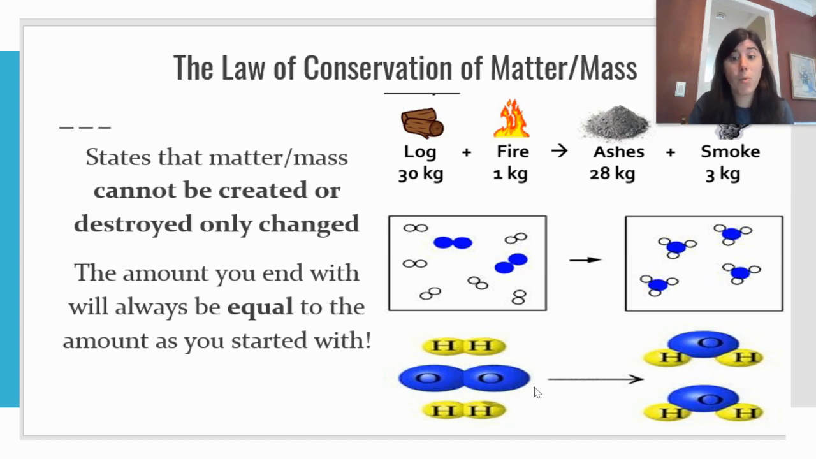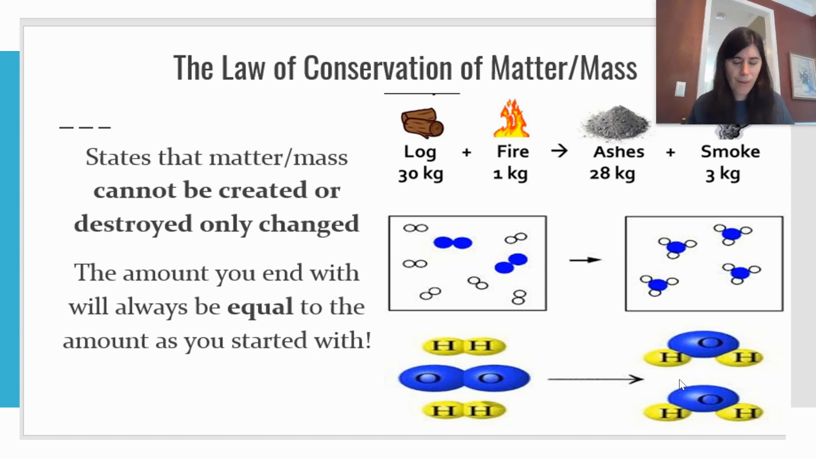Here's another example of our water molecules. Again, we have 4 hydrogens, which are yellow, and 2 oxygens, the blue ones. They're going to react and create water. But you'll notice that I still have 4 yellows and 2 blues. They're just rearranged a little bit differently because we can't create or destroy our matter. Whatever we end up with, our products, has to equal what we started with, our reactants.